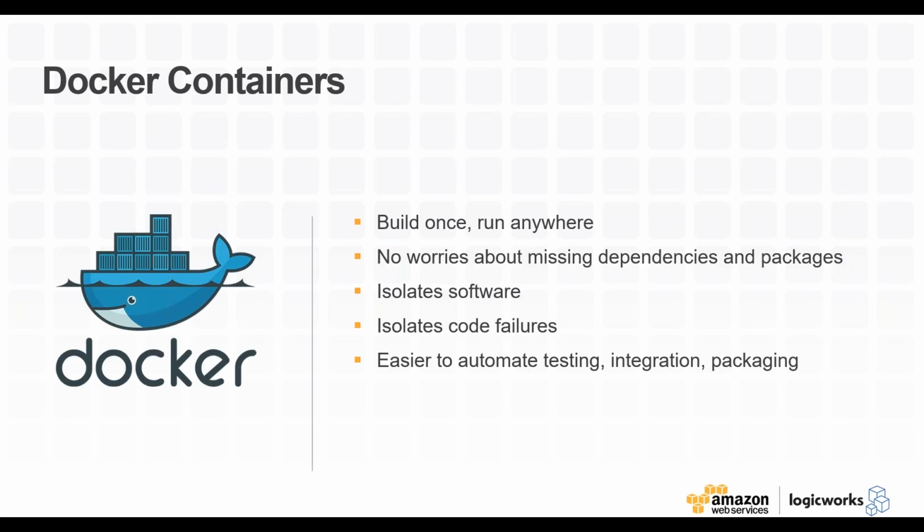So with Docker, what do you get? The first thing is you build that Docker image once, and you can then pick it up and run it anywhere. Because the application and the OS dependencies are all packaged together in that Docker container, you don't have to worry about missing dependencies and packages as you pick that solution up and run it in one cluster or another. Because of the sandboxing with Docker, it isolates your software, and it also provides isolation for code failures. And then finally, Docker makes it easier to automate testing, integration, and packaging.